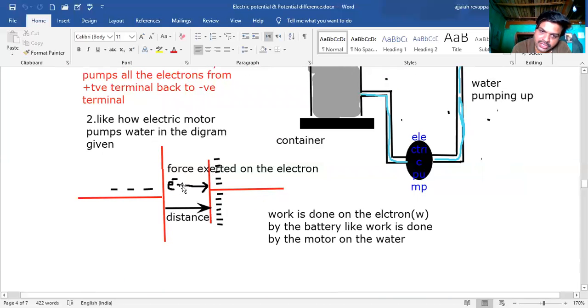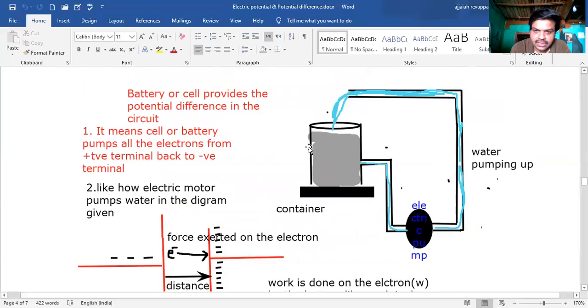Then only the electron will reach the negative terminal. It means the battery, the cell, is doing work. So what do you mean by work? We have learned in class 9: when a certain amount of force is exerted on an object, and the object is displaced through a certain distance. Here the object is the electron. So force is exerted on the electron and the electron is displaced through a certain distance. So work is done on the electron to move it from positive to negative.